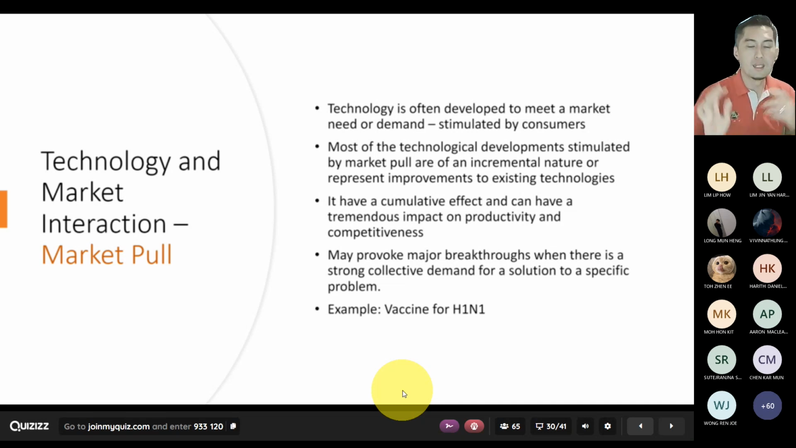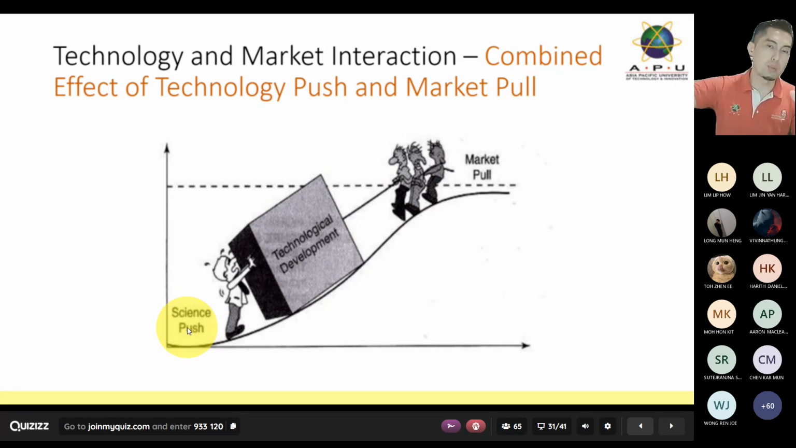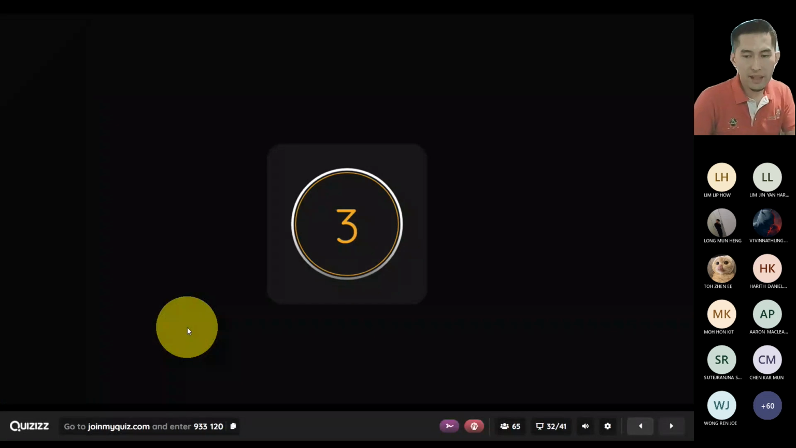So the graph basically tells you, in terms of when technology and market are interacting, whether a technology can do better and perform better depends very much on either one of these perspectives. One is whereby enough R&D is pushing it to do better, or there's enough demand to make sure it works better and does better. So as I highlighted earlier, the vaccine is actually a very typical example.